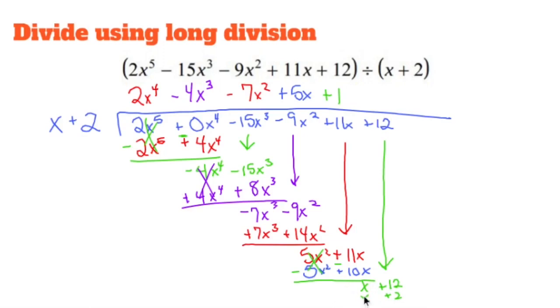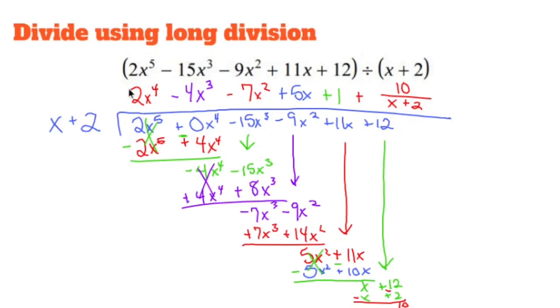Subtract what you got here. So minus sign, minus sign. 12 minus 2 is 10, which becomes my remainder. So what you do, since this is positive, is I'm going to put a plus sign in here. If it was negative, I'd make it minus, but plus 10 over the original factor, which is x plus 2.